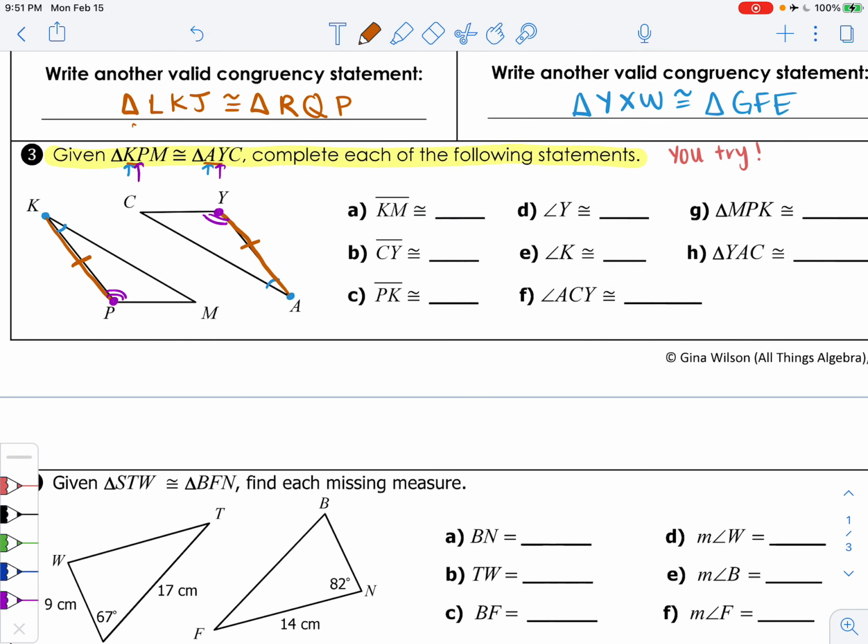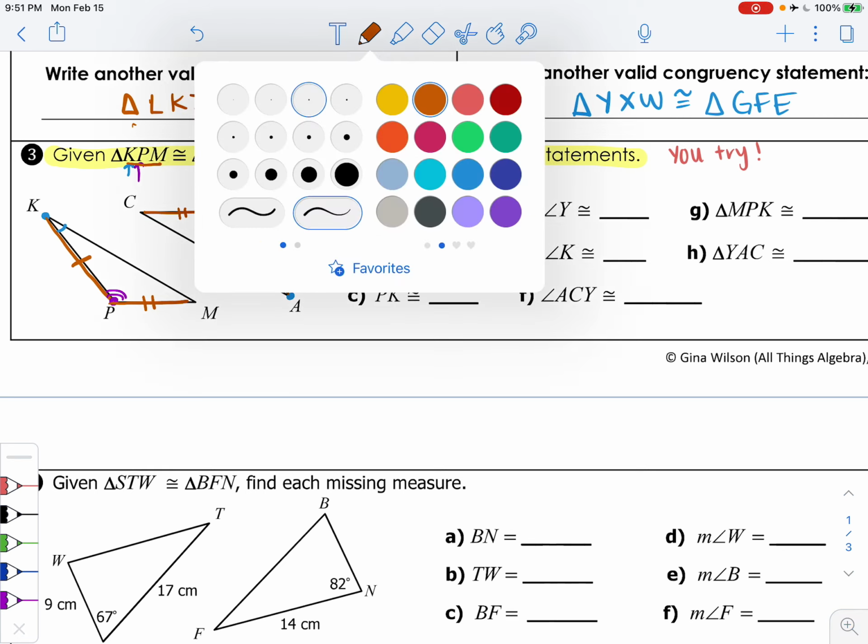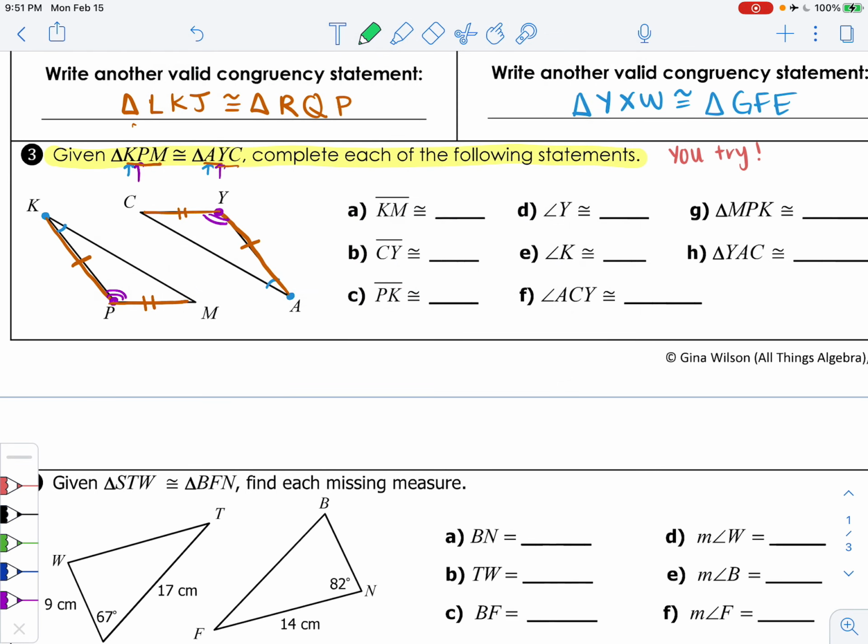The next letter then, we go from P to M, and then Y to C. So that means those two sides are congruent. And M and C must be corresponding points because they're the last letters. So M here, 1, 2, 3, and C, 1, 2, 3, show that those are corresponding and congruent.